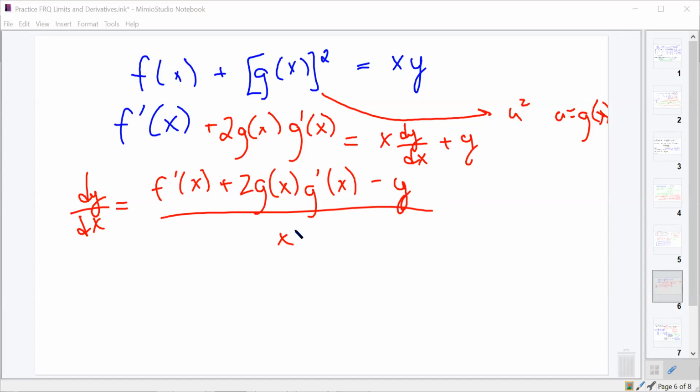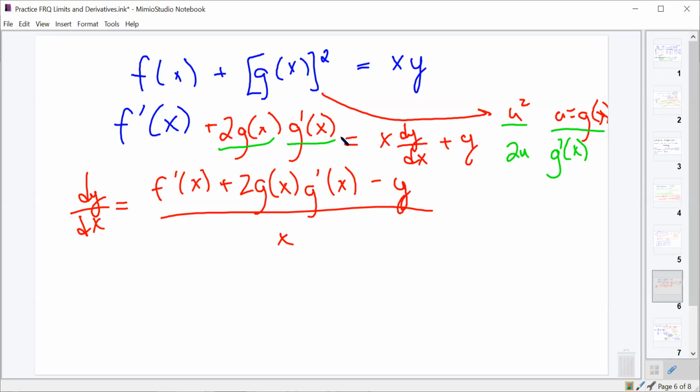Can you go over again how you got 2g of x, g prime of x from the g of x squared? Yeah, so g of x squared is a composition of two functions. It's u squared with u equal to g of x. Good with that, that it's u squared with u equal to g of x? So the derivative of u squared is 2u, and the derivative of g of x is g prime of x. So it's 2u, and u is g of x, so that's 2g of x, and then g prime of x. Oh, got it. Okay, thank you. Yep.